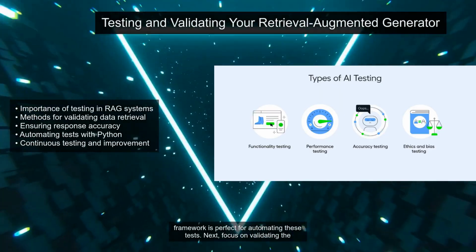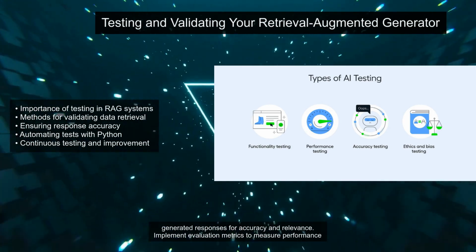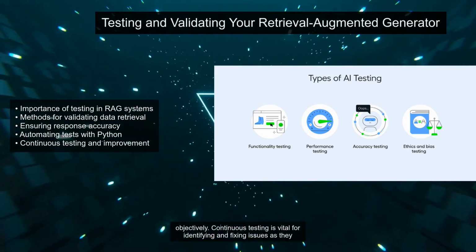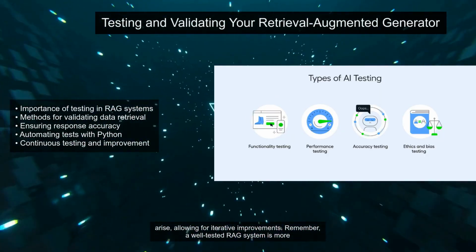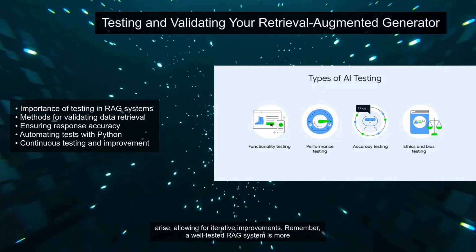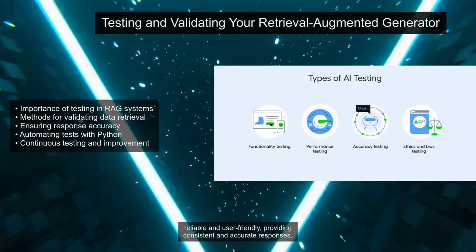Next, focus on validating the generated responses for accuracy and relevance. Implement evaluation metrics to measure performance objectively. Continuous testing is vital for identifying and fixing issues as they arise, allowing for iterative improvements. Remember, a well-tested RAG system is more reliable and user-friendly, providing consistent and accurate responses.